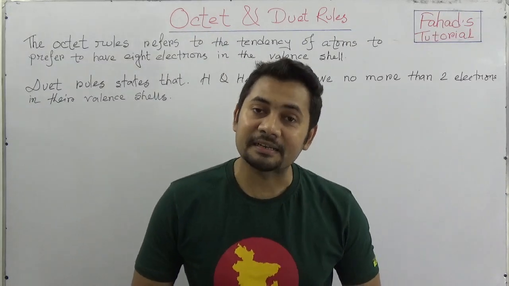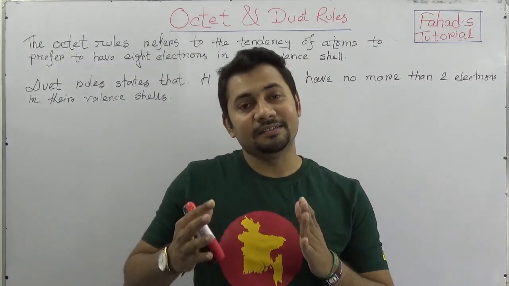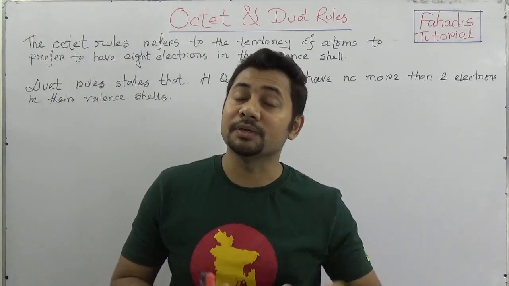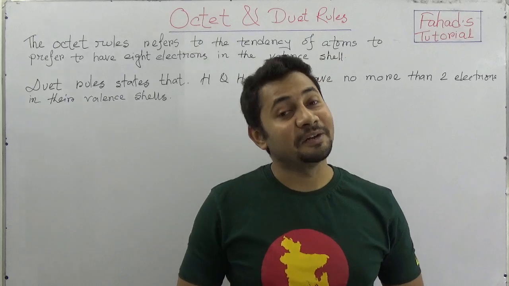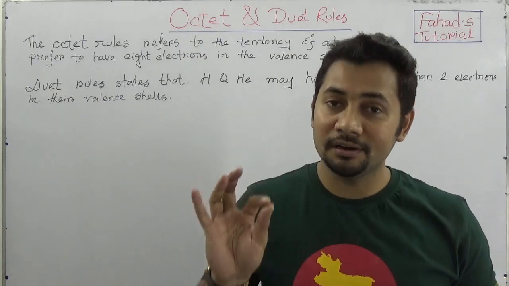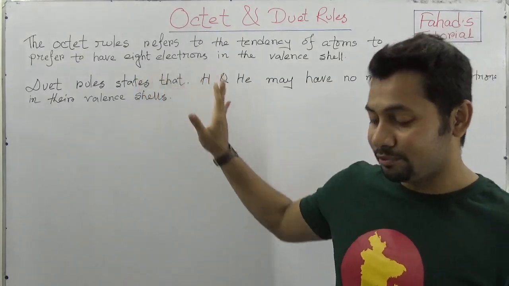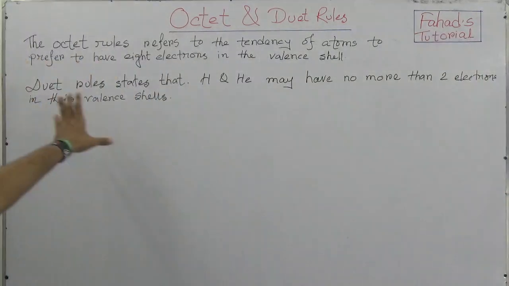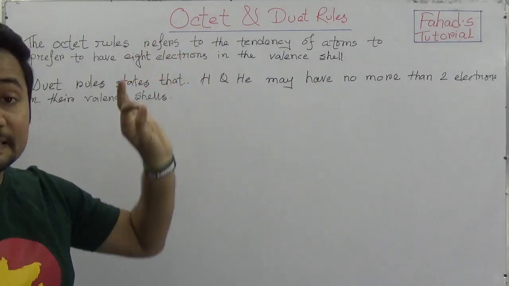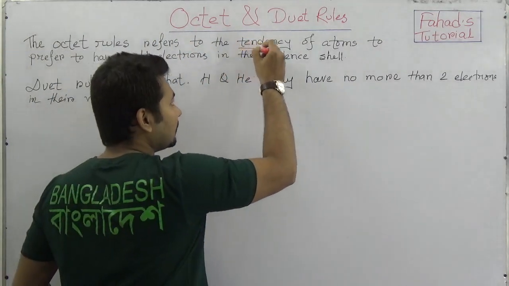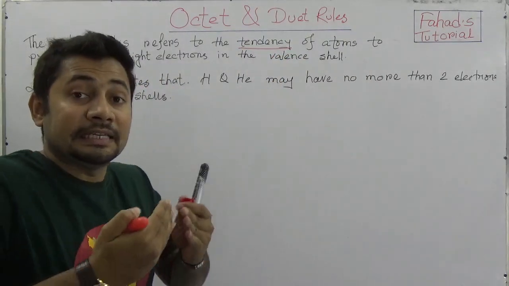Welcome to another basic class of chemistry. In this chapter on chemical bonds, there is a point explaining the octet and duet rules, and it is very important for you to know what the octet rule and the duet rule are. I have written on the board that the octet rule refers to a tendency, and we need to understand the reason for this tendency.